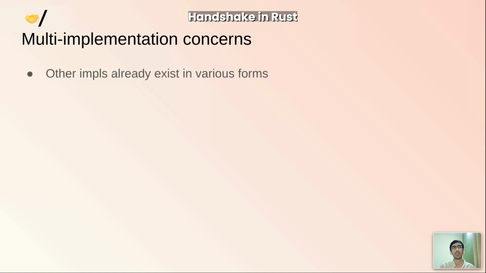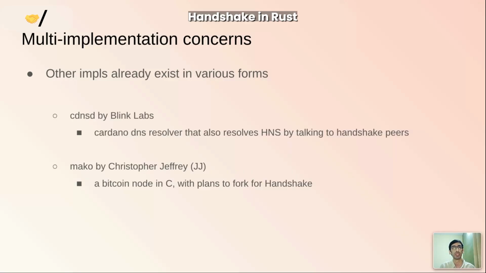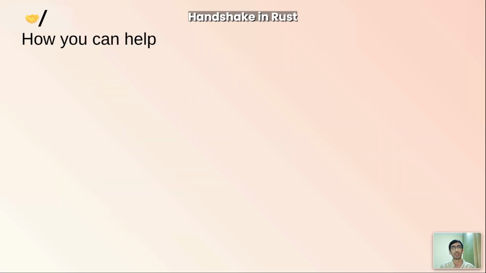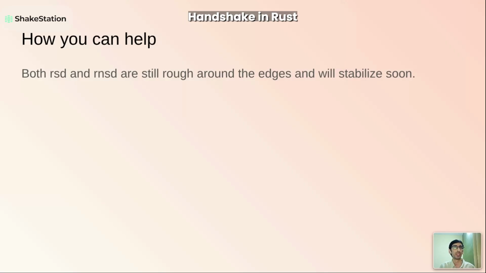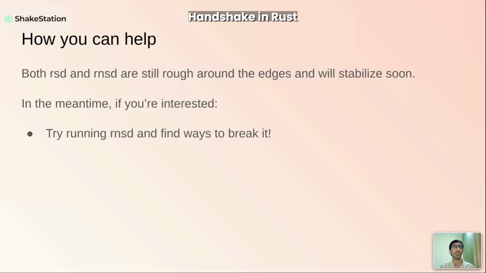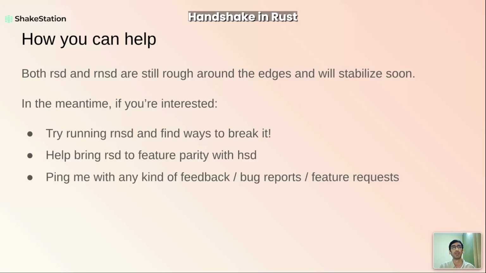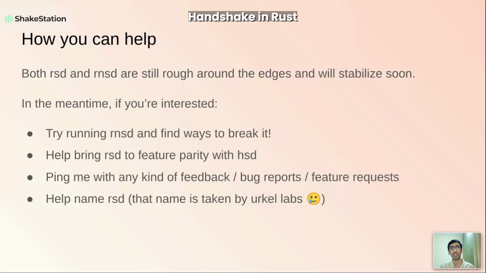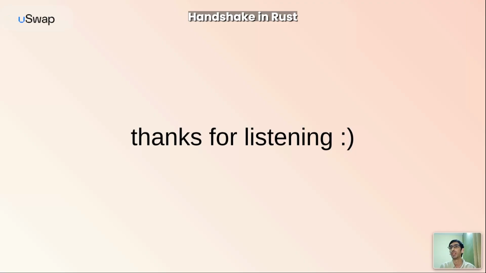And this is the first alternate implementation. We have CDNS, Bitcoin, yeah, and I think I've heard a few from the others. So they're still not stable. But if you are interested, you can try running it and find ways to break it. You can help develop RSD or just report issues. Also, I think the name RSD is taken, and all of this will be public.